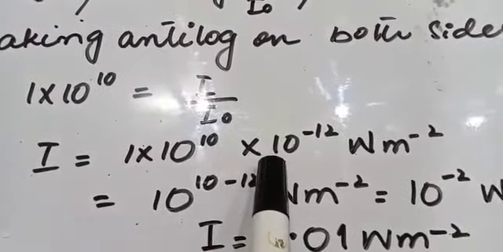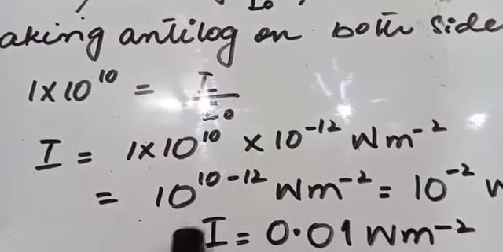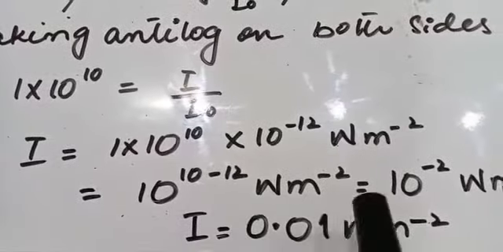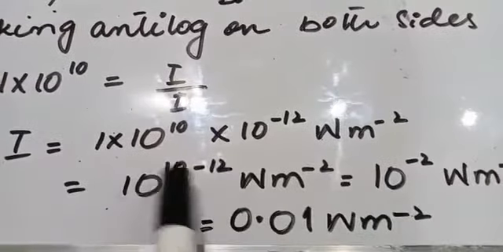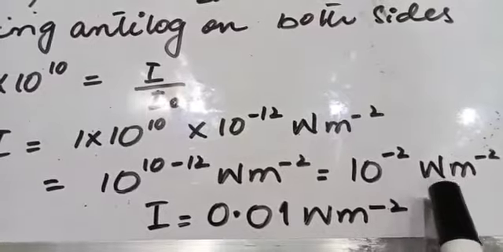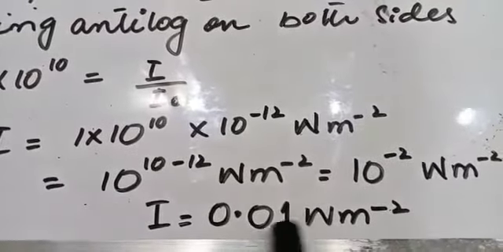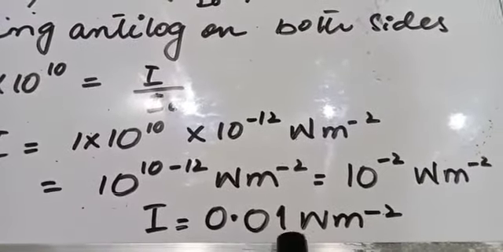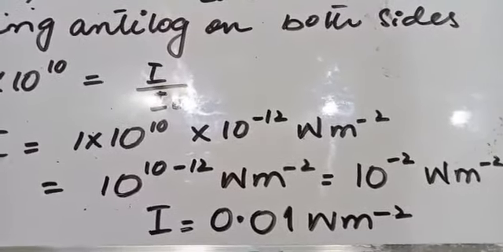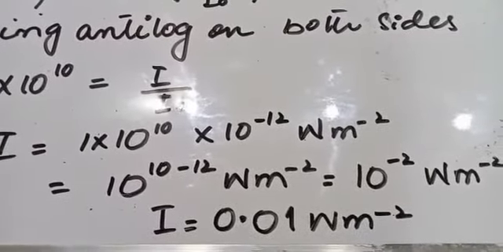These two quantities having the same base, their powers will be added. 10 minus 12, we will get the result 10^-2 watt per meter square. We can write in decimal fraction 0.02 watt per meter square. This is the required result of intensity.